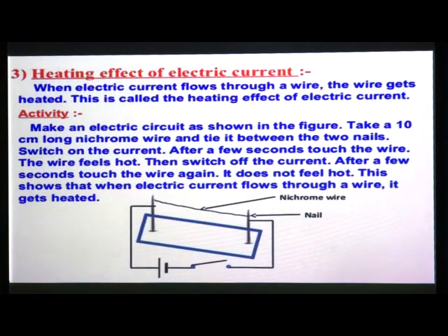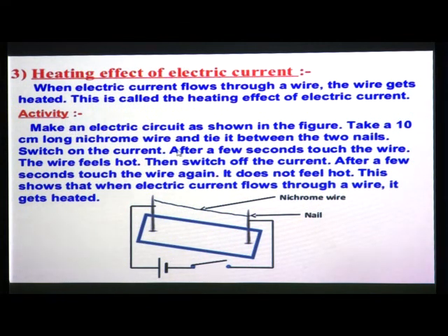Then next, the heating effect of electric current. When electric current flows through a wire, the wire gets heated. This is called the heating effect of electric current. So, this is a very simple concept. What it is, that when electric current flows through a wire, the wire gets heated. So, whenever heat is given to the wires, that wire becomes a hot substance. So, like this there is an activity given here.